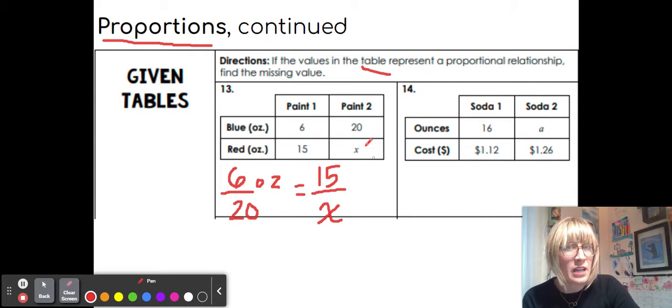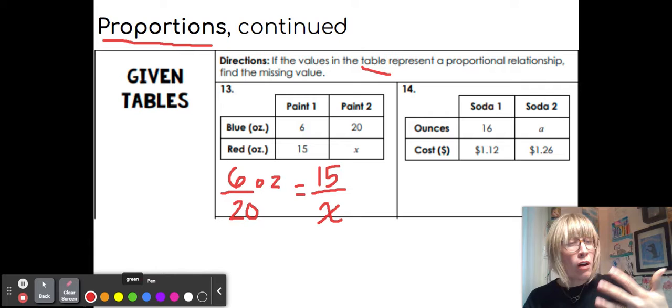So I'm just taking this data from the table and transforming it, if you will, into a look that's familiar. We've got our ounces of paint 1 to paint 2 for both of these. And now we can solve. We know that it's proportional, so we can solve for our mystery. We can solve for x.